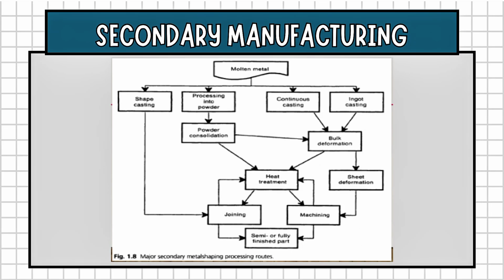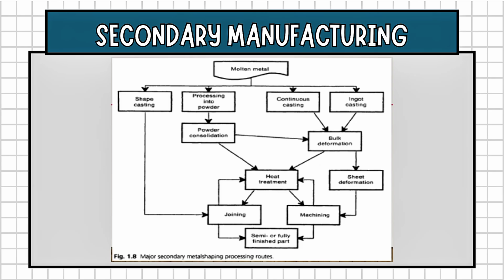So this flowchart explains the major secondary processing or manufacturing routes in adaptive metallurgy. Let's start at the very top of the diagram, molten metal. Once the metal is melted and ready for shaping, it can follow several possible routes depending on the desired final product, the metal's properties, and the production requirements.